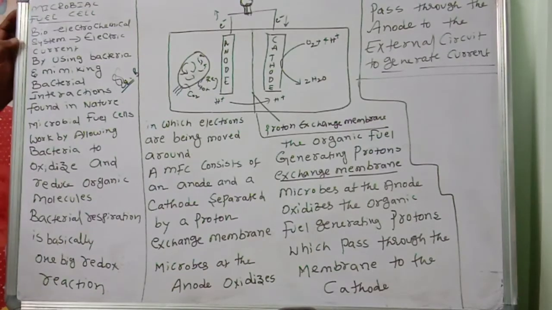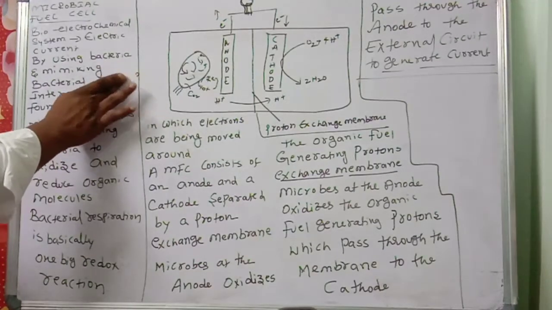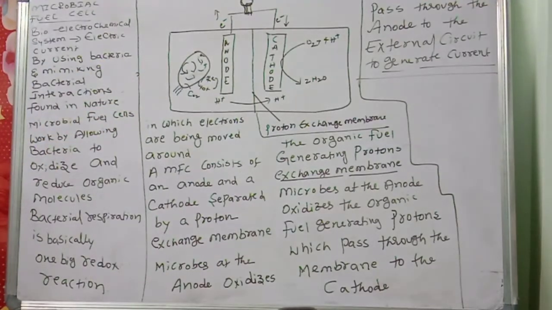A bioelectrochemical system is there in this particular structure. A bioelectrochemical system produces electric current by using bacteria and mimicking bacterial interactions found in nature. So what are we producing? Electric current. We are producing electric current by using bacteria and mimicking the bacterial interactions found in nature.